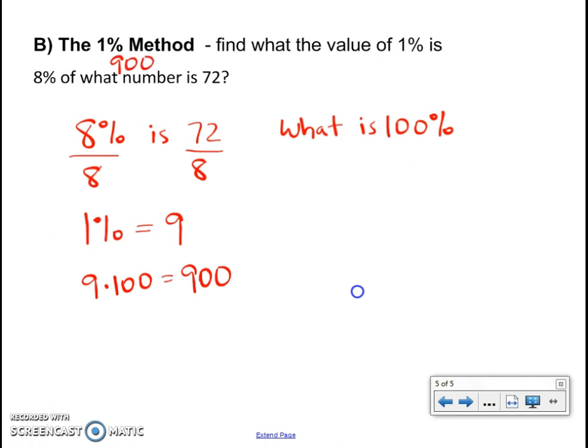So 8% of 900 is 72, and then you've got to think about, does that make sense? Yes, it's less than 10%, so 72 would be less than 10% of 900, which would be 90, so that does make sense to have as an answer.